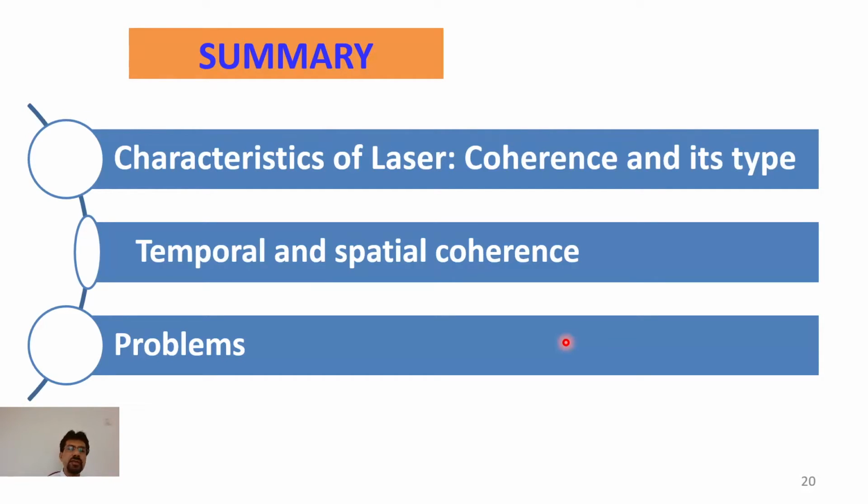Friends, in this chapter we have seen one of the characteristics of the laser, that is the coherence and its types, the temporal coherence and the spatial coherence, and the difference between them. We have also solved two problems based on the coherence length and the coherence time. So, friends, you have to remember all the four characteristics of the laser and the types of the characteristics. That means, what do you mean by the coherence? What are the different types of the coherent sources? And in this way, the chapter is over.